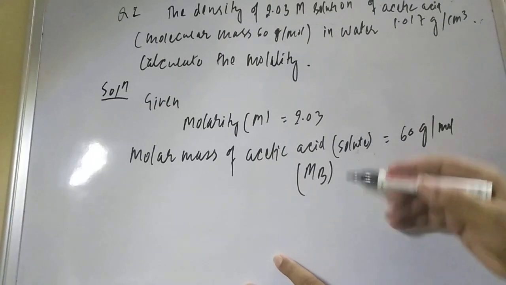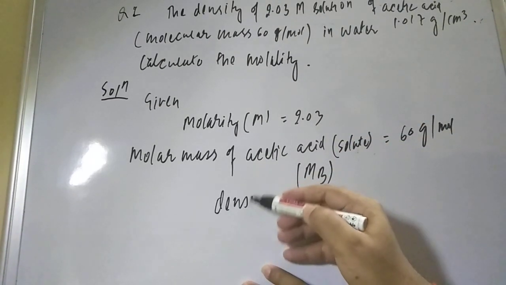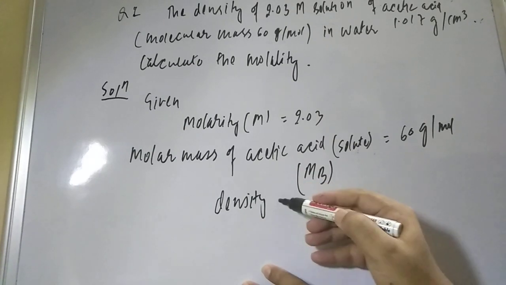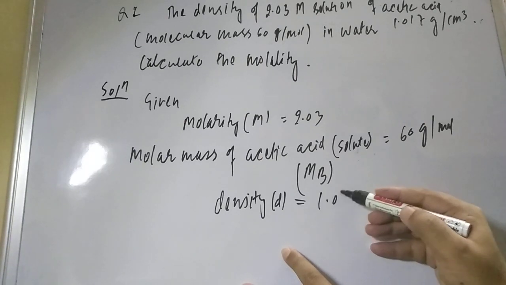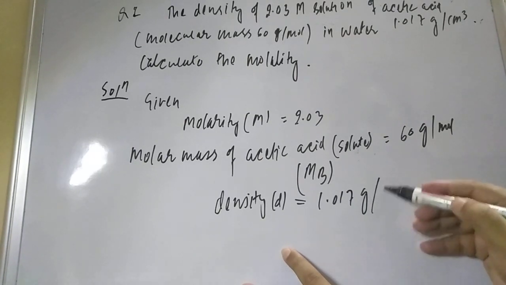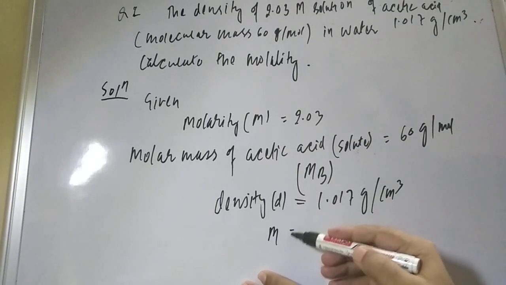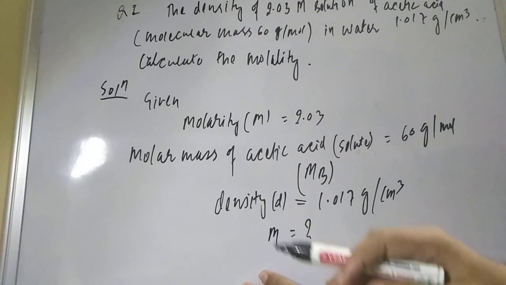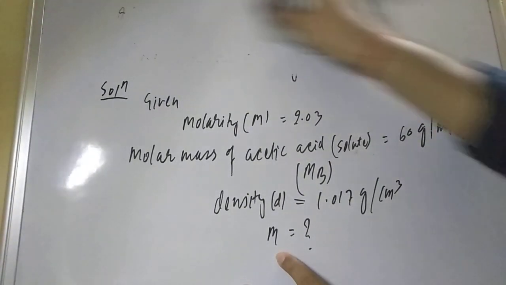What else is given, student? Density is given. Density D is equal to 1.017 gram per centimeter cube. Now they are asking for small m. So how to find small m, student? I told you the formula.